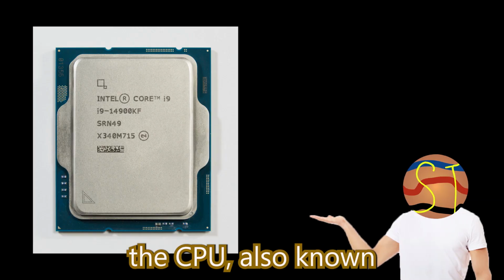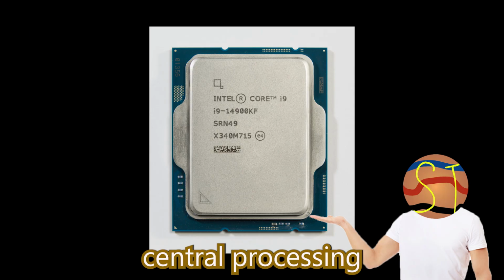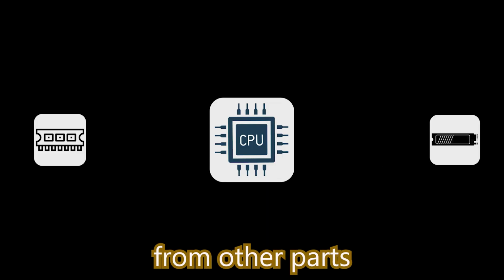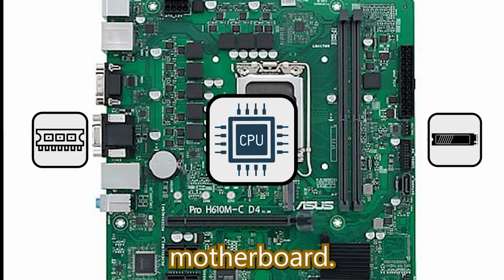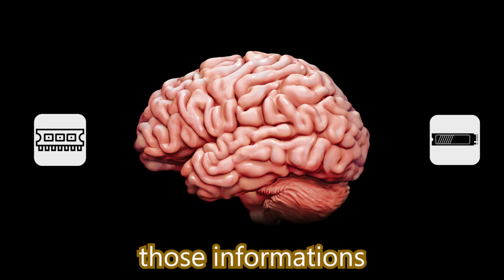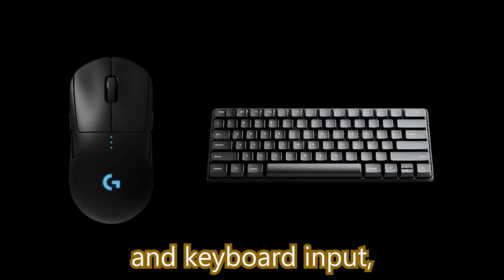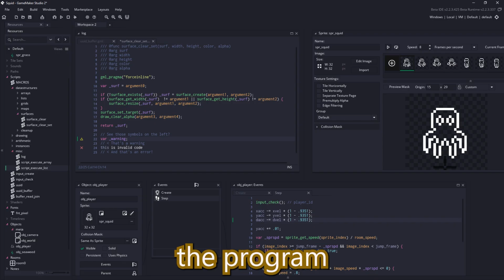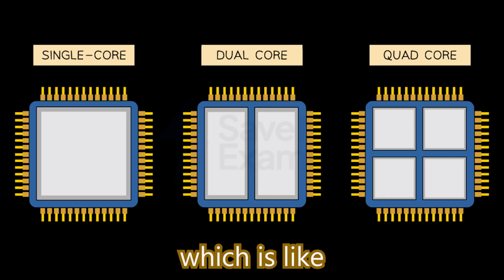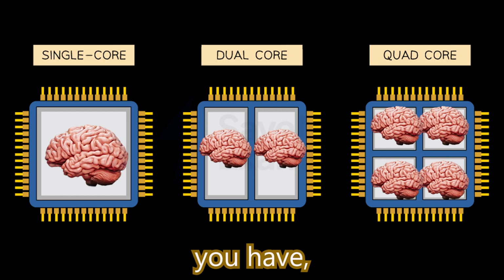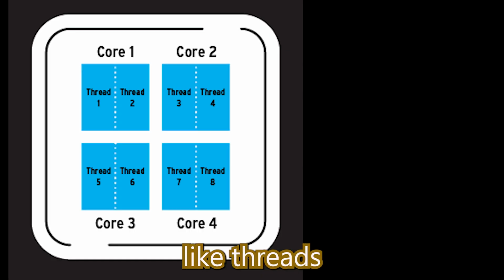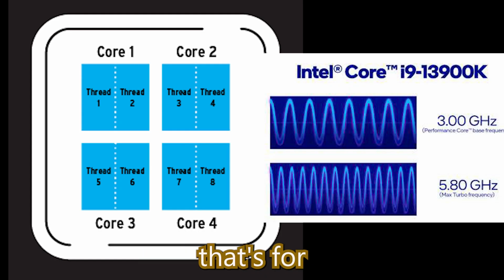The next part is the CPU, also known as the Central Processing Unit. This is the part that takes all the information from other parts through the motherboard. It uses that information to think and process, like mouse and keyboard inputs, and run the code of the program or games. There are also different numbers of cores, which is like the brains. The more cores you have, the more tasks you can do at the same time. There are also factors like threads and core speed, but that's for another video.